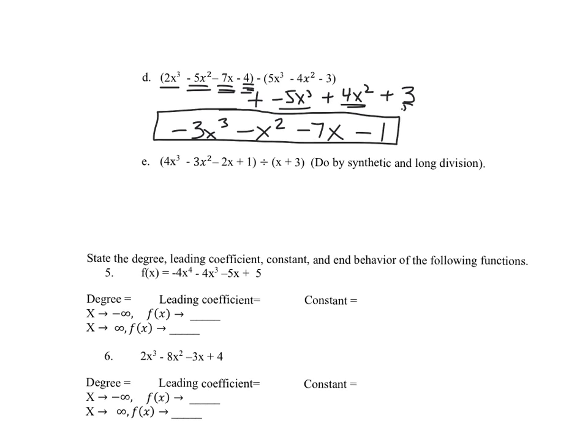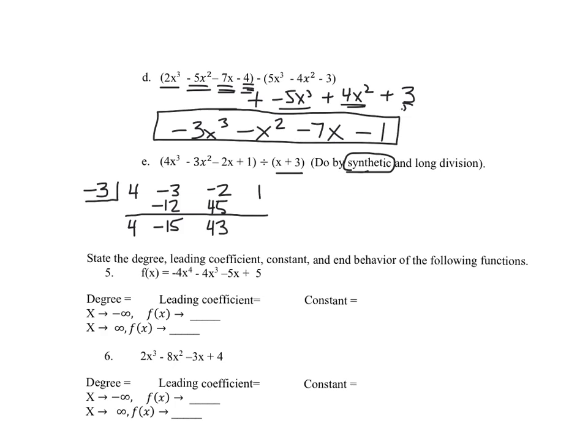Division of polynomials. Here we're dividing by x plus 3. I can do this synthetically by putting a negative 3 out in front. Then listing the coefficients. 4, negative 3, negative 2, 1. And then the process would be to bring down the first number, multiply, and add vertically. And then multiply negative 3 times negative 15 is a positive 45. Then add.